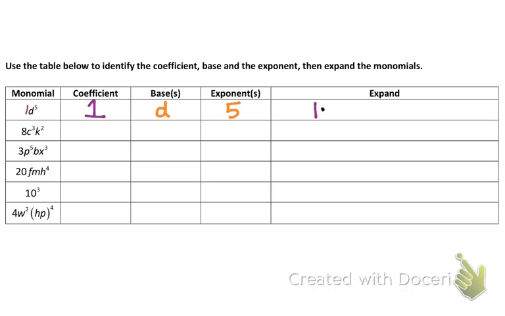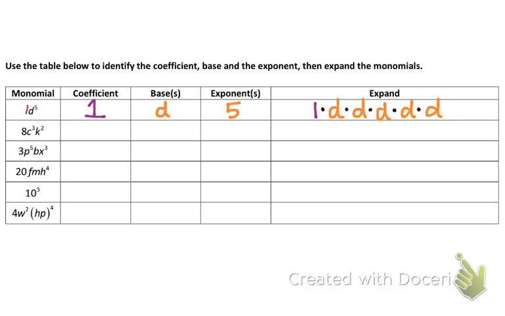Well, we would have our coefficient times 5 d's, 1 times d times d times d times d times d. We have 5 different copies of d. That's what our exponent tells us.